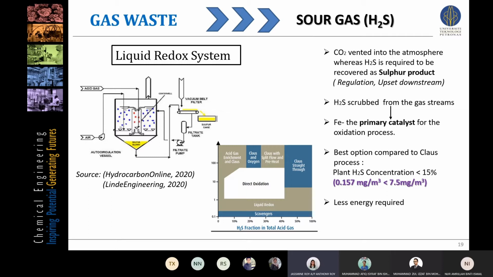So we're producing only 0.157 concentration. Supposedly after treatment it is minimized further and will adhere to the limit of 7.5 concentration, which is in compliance to the third regulation as mentioned earlier. So in this system, the iron is used as catalyst to oxidize the H2S and form elemental sulfur from the gas streams and will be regenerated and used again.